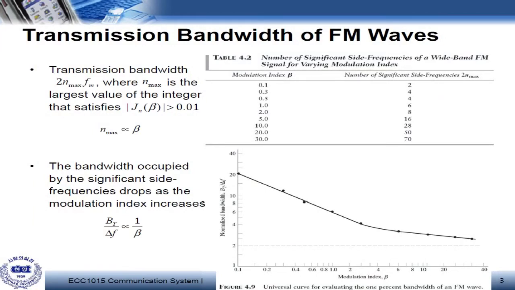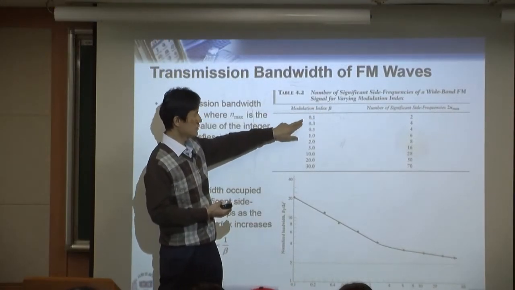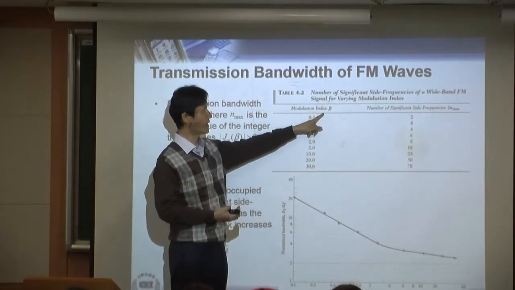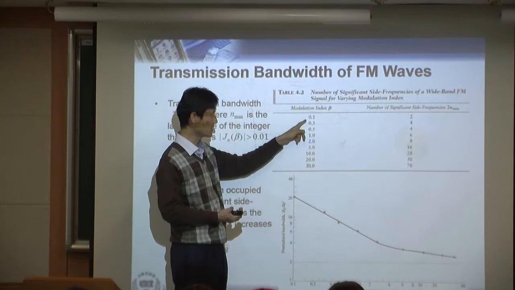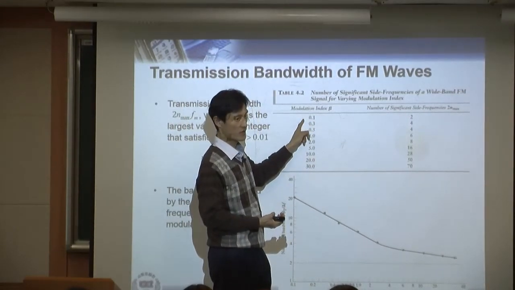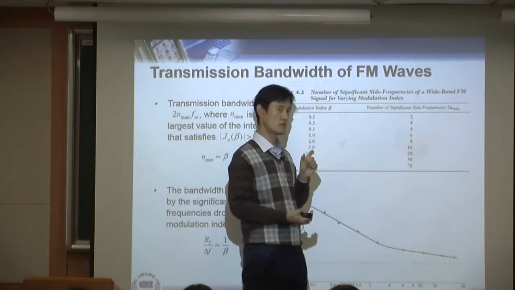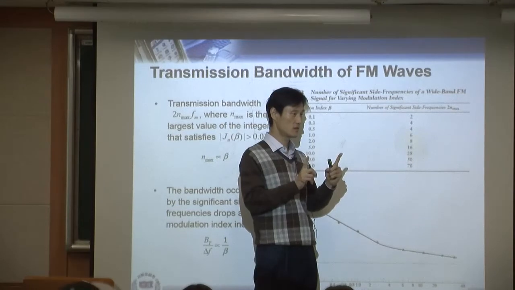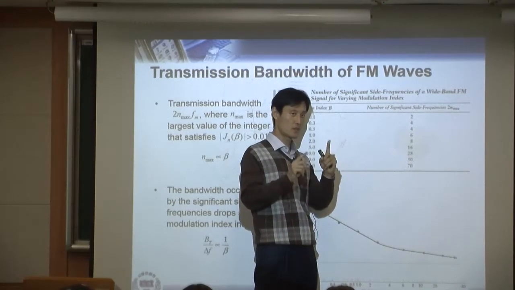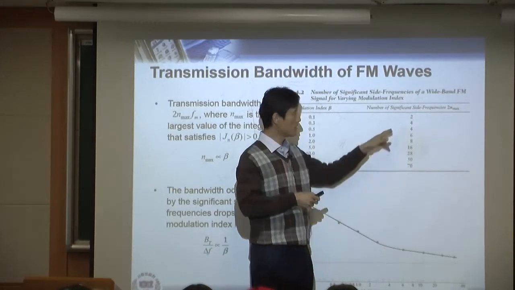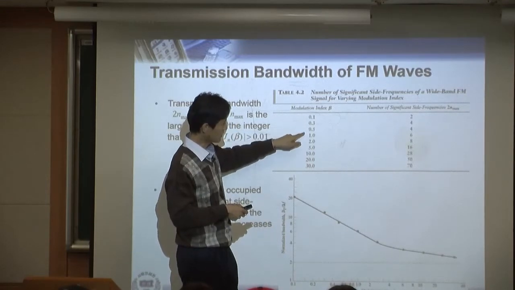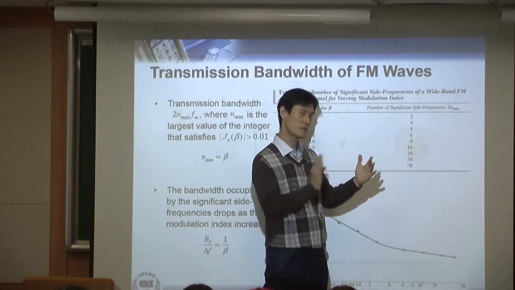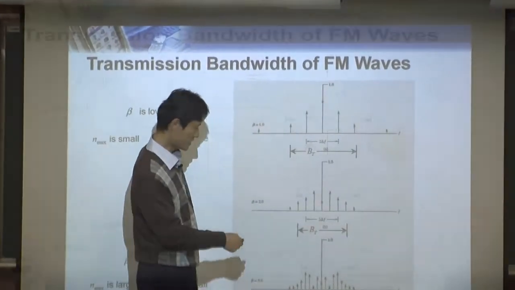What this table shows you is that depending on the modulation index beta, the number of significant side frequencies changes. For example, if you have a very low, small modulation index, this is the same as narrowband FM. Remember how many significant side frequencies we have in narrowband FM: two side frequencies, one is fc minus fm, the other is fc plus fm. There are only two. But if the modulation index becomes a large value, we have more and more side frequencies within your bandwidth, more frequency components. That's what you see here in this graph.